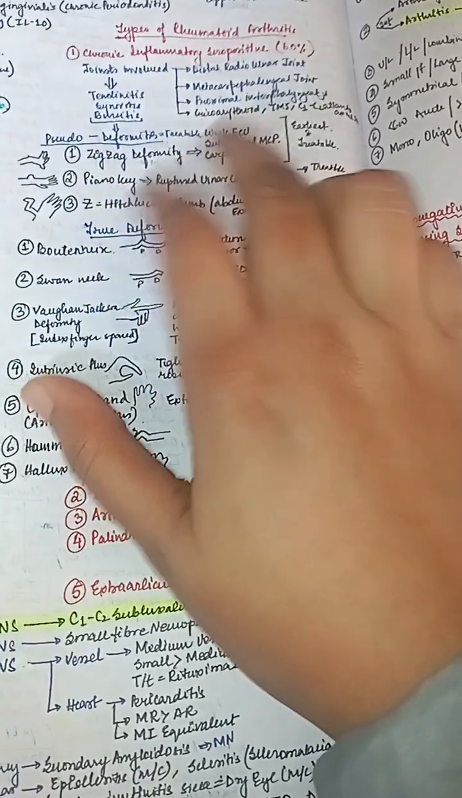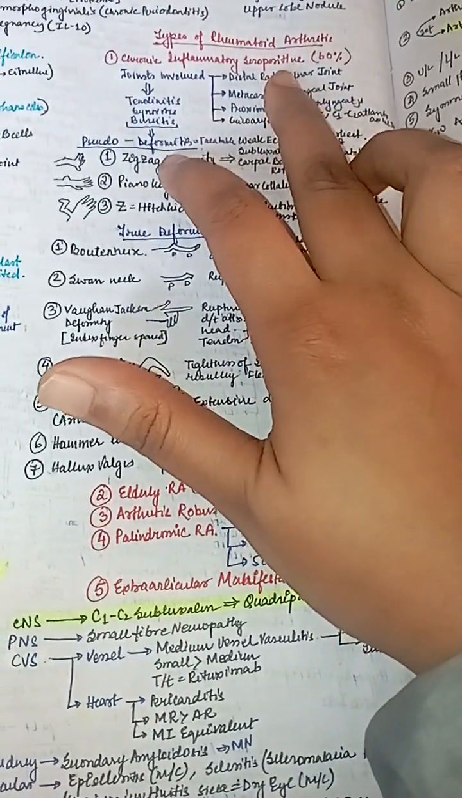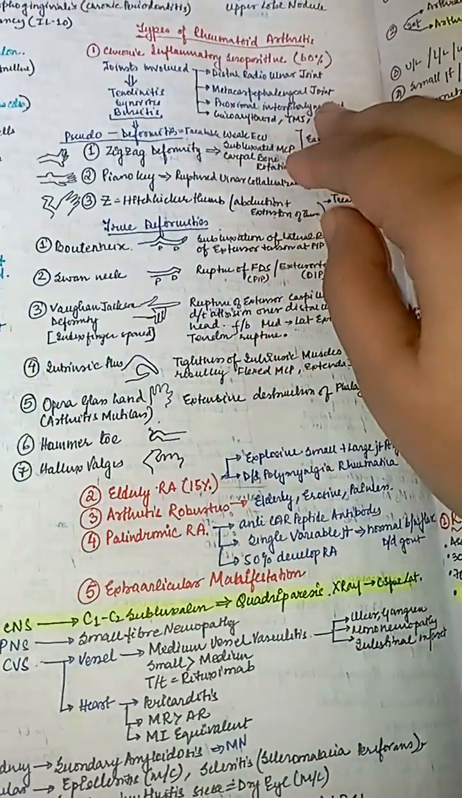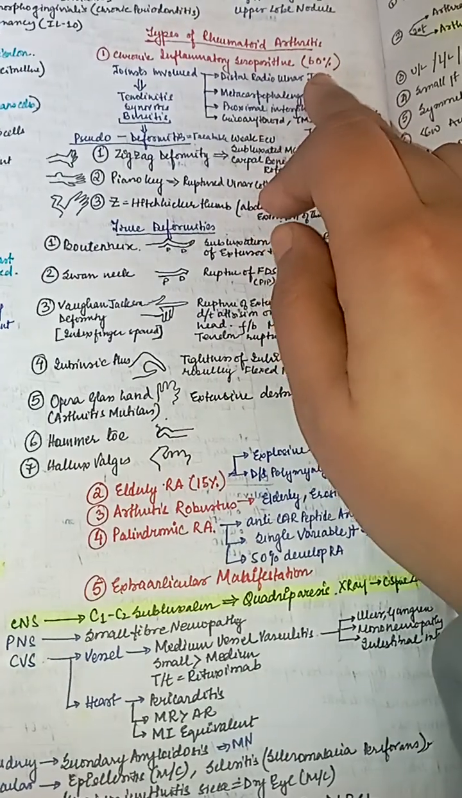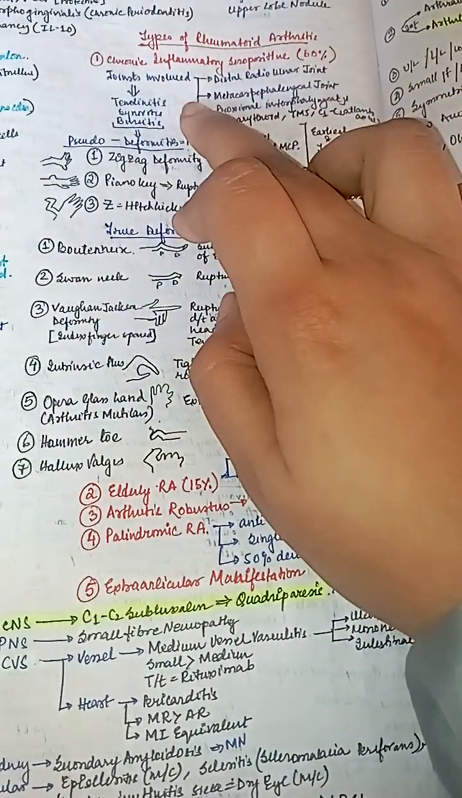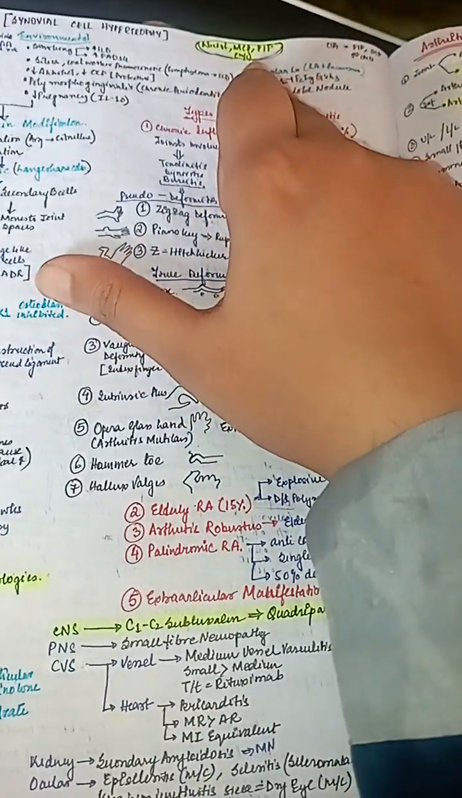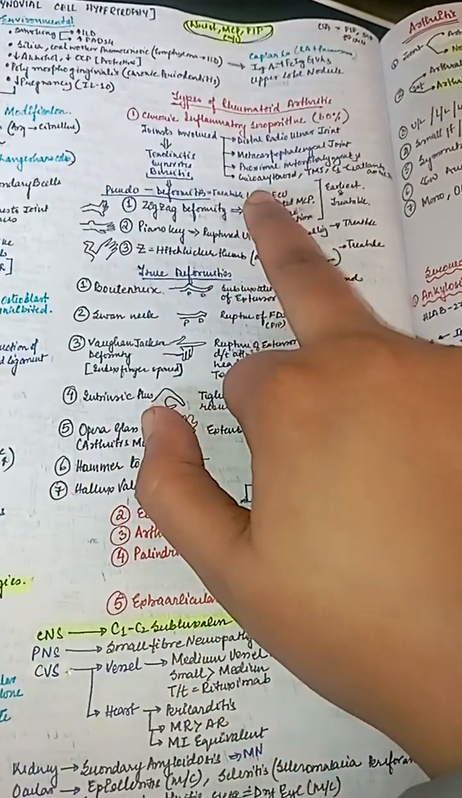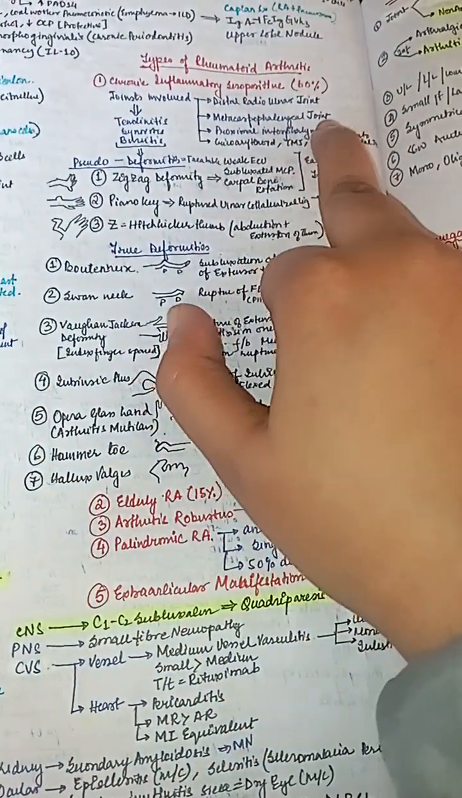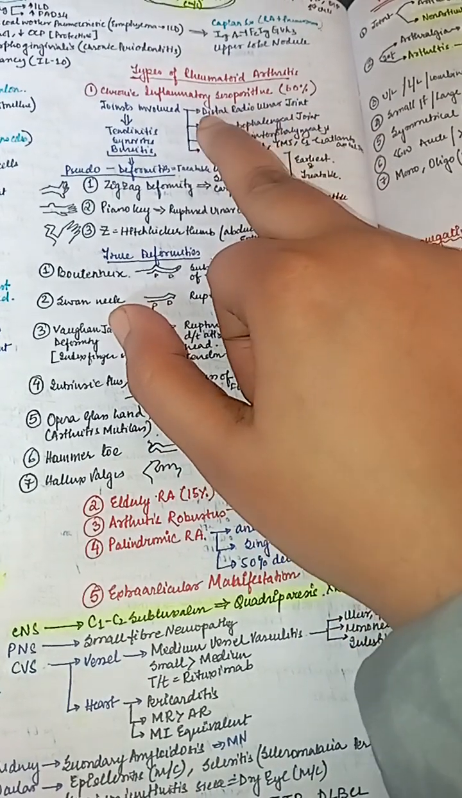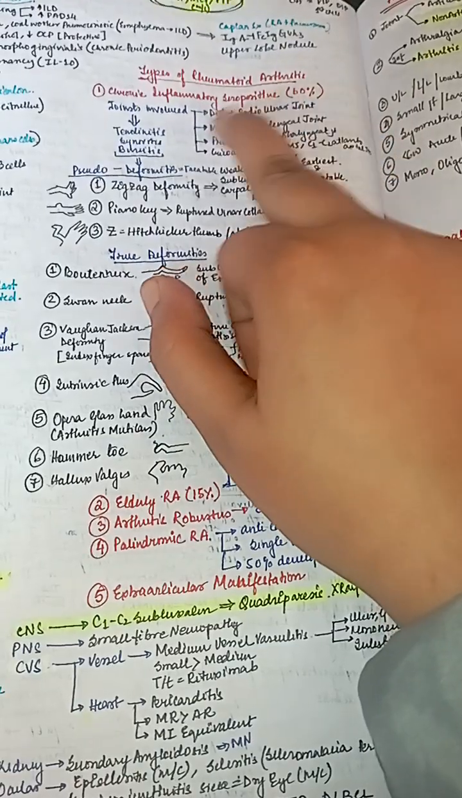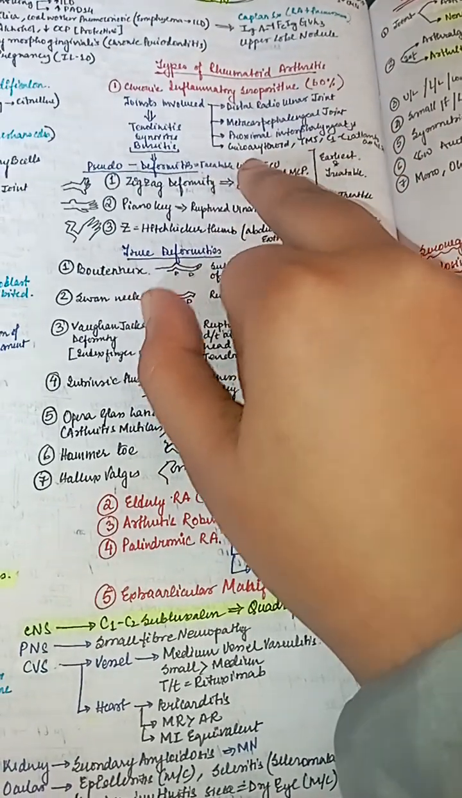The clinical features of rheumatoid arthritis: firstly, chronic inflammatory seropositive rheumatoid arthritis. This is the most common presentation of rheumatoid arthritis, which is 60%. Joints mostly involved are the wrist, metacarpophalangeal joint and PIP. So, the metacarpophalangeal joint is the most common joint involved. Proximal interphalangeal joint is involved, and the wrist joint, that is the distal radioulnar joint, is involved.